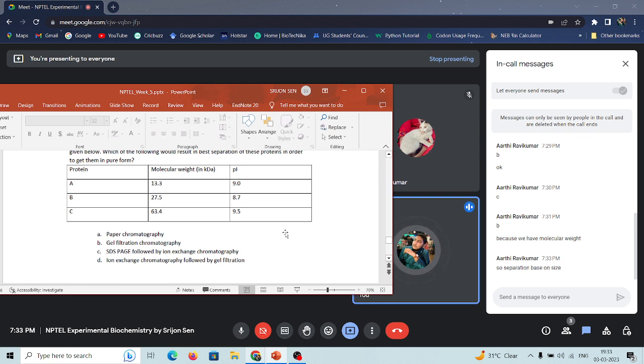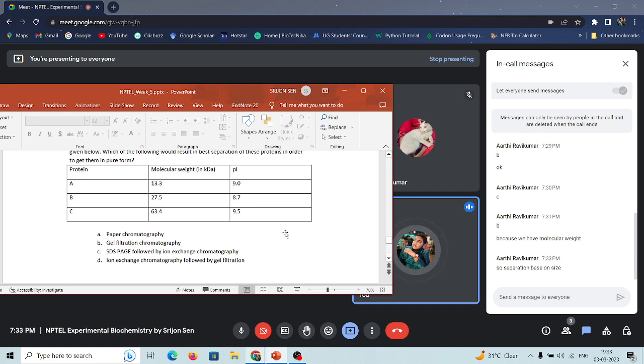And SDS, when you are running an SDS PAGE, you can see them. You can observe these proteins, but if you ask whether we can separate them, no, because when you're running an SDS PAGE, you're giving a uniform negative charge to all these proteins and they would be running based on their size. That is absolutely correct, but you never know whether these proteins are either monomers or dimers. Also there can be a question like, can you comment on whether they're monomers or dimers?